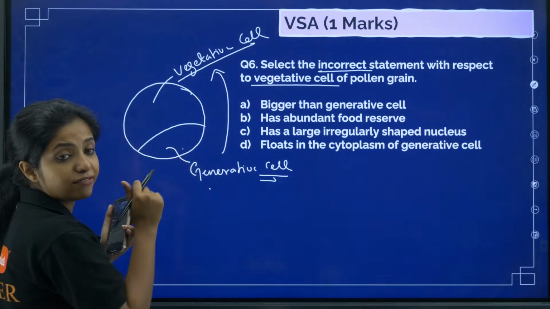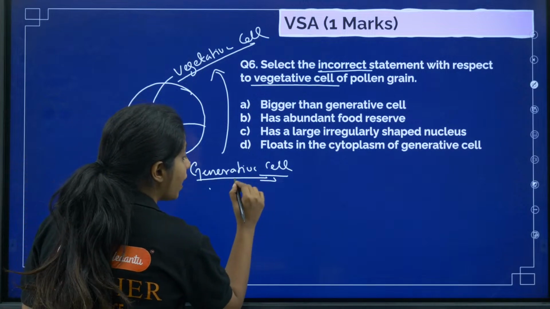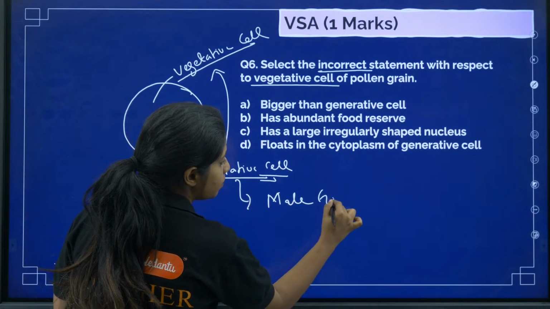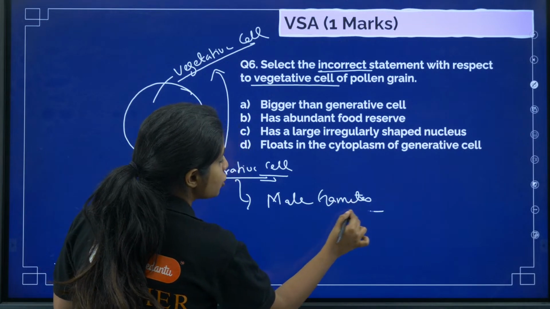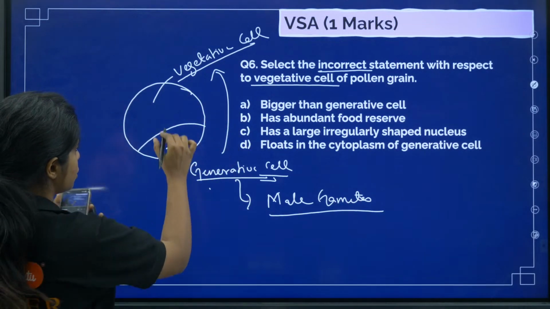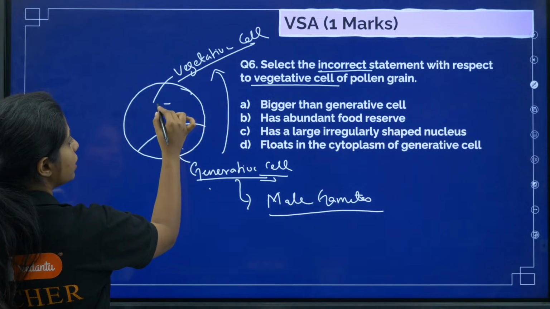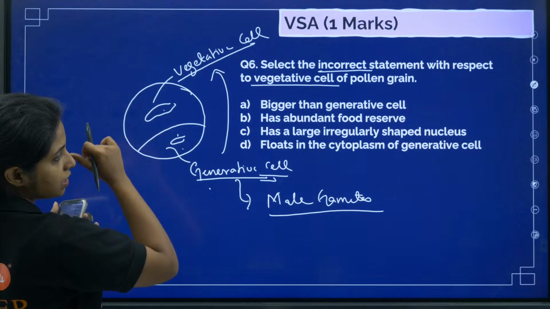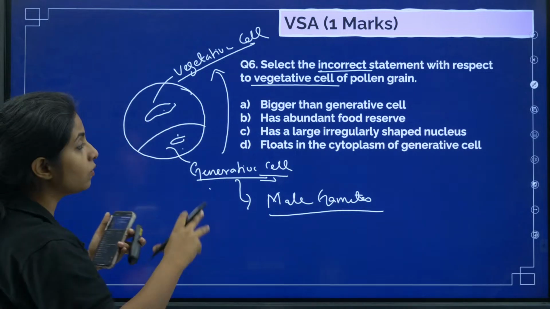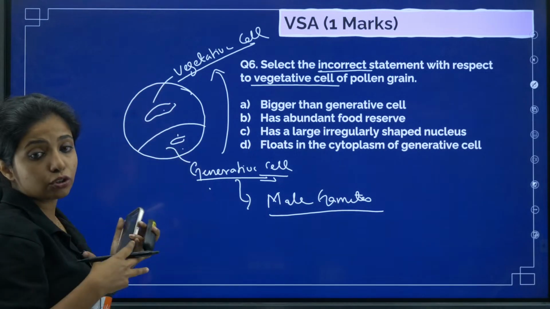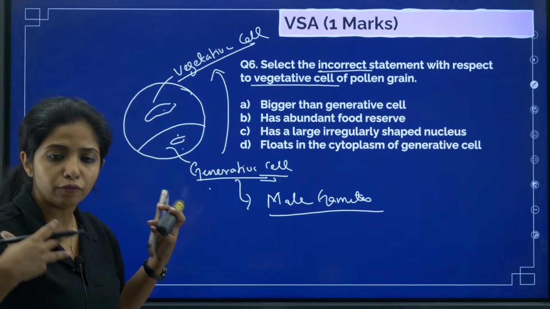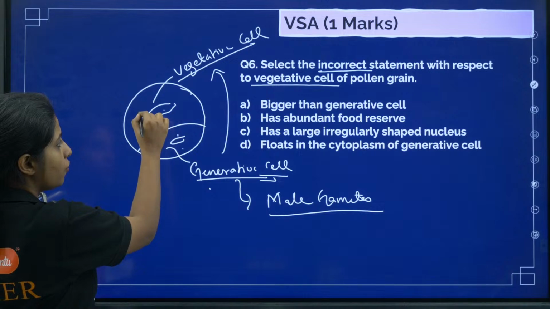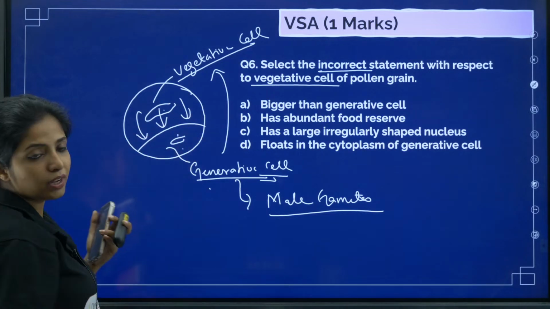Now this generative cell is the one that will divide further and give rise to what? Male gametes, my dear children. Now with the information that I am giving you, can you tell me the answer? And over here it will be having an irregular nucleus. This also has a nucleus, but this has an irregular nucleus. And what is the use of this? The use of this is to provide nourishment, food and everything, because the generative cell is going to divide and form male gametes. So obviously this has to provide some amount of nourishment.